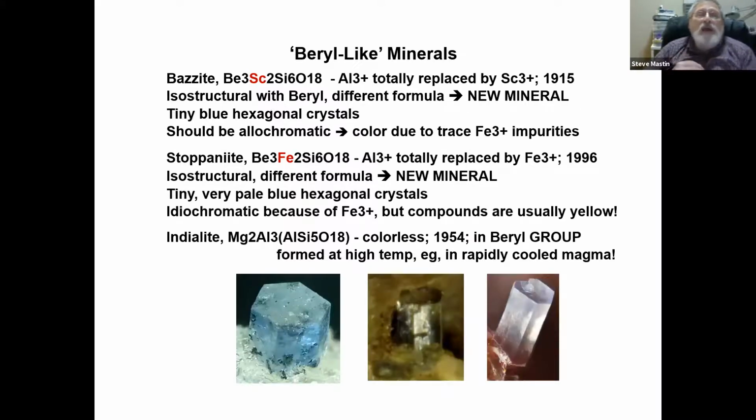And then we get beryl-like minerals. All right, and so you've got bazzite, which is this blue crystal at the bottom left. Now, all of the aluminum in the beryl has been replaced by scandium. And it was first found in 1915. And it has the same structure as beryl. It still makes long hexagonal crystals. But it's got a different formula, so it's a new mineral.